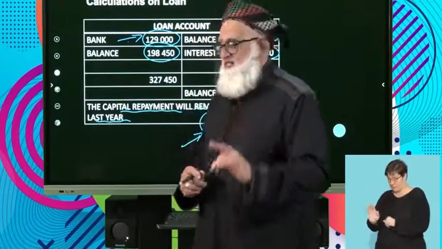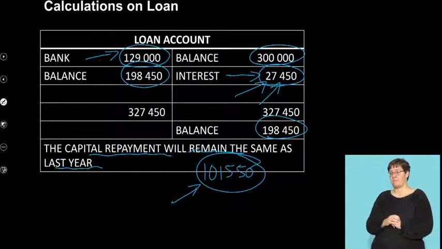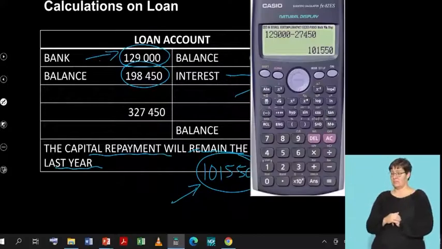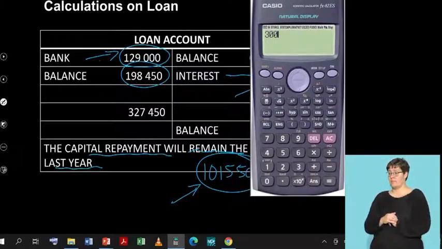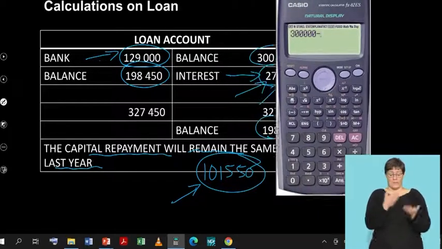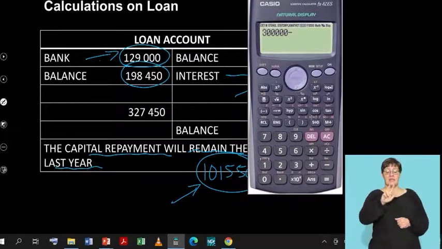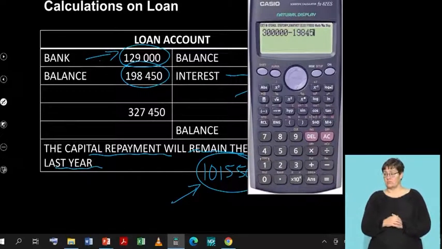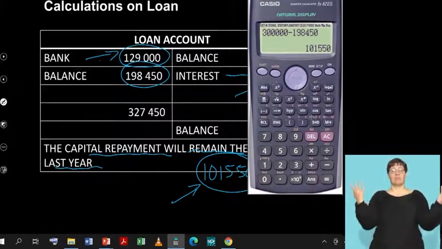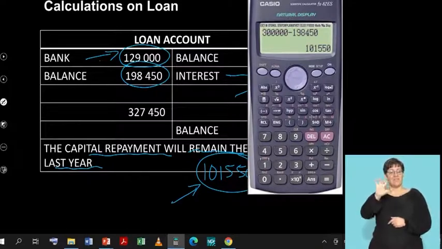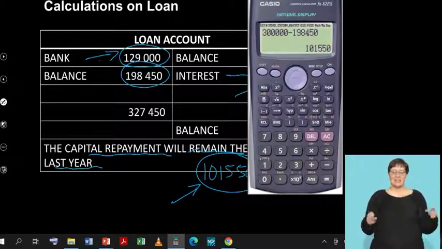But now, let me show you another way of checking this out. Okay, watch this. If I take my opening balance of 300,000, minus my closing balance of 198,450, what do you get? 101,550, the same amount.